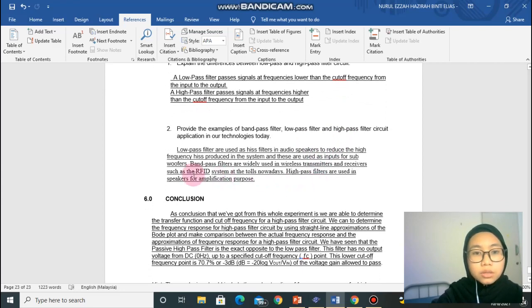So for examples of band pass filter, low pass filter and high pass filter circuit applications in our technologies today: low pass filters are used as filters in audio speakers to reduce the high frequencies produced in the system, and these are used as inputs for subwoofers. Band pass filters are widely used in wireless transmitters and receivers, such as RFID systems. And lastly, high pass filters are used in speakers for amplification purposes.